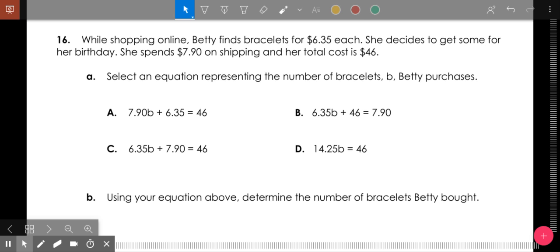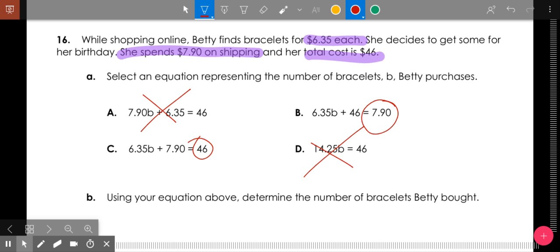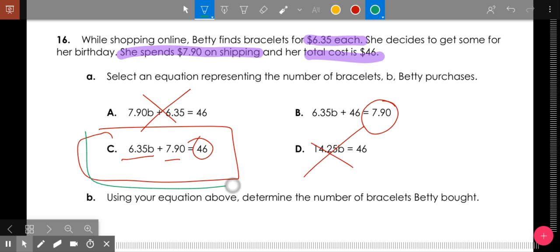Next one, while shopping online, Betty finds bracelets for $6.35 each. She decides to get some for her birthday. She spends $7.90 on shipping, and her total is $46. So if each bracelet is $6.35, you're going to do $6.35B. So you know you can't do this one, and you know you can't do this one. And then her total is 46. So on the other side of the equal sign, it's going to equal 46. So $6.35B would be the cost of each, plus her shipping. That'll equal your total. So your answer is C.